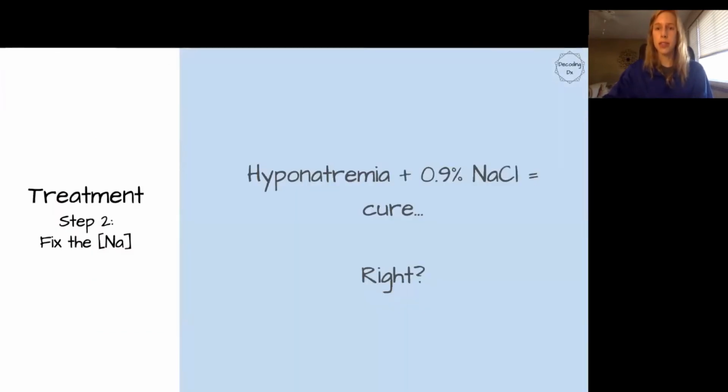So how do we actually fix the sodium? One of the common thoughts is that if we have hyponatremia, we should be able to give them some normal saline, some 0.9% NaCl, and that should fix it, right? Because we learned in the IV fluid crystalloids video that sodium chloride has quite a bit of sodium in it, and it's higher than the normal plasma concentration, so that should fix the balance, right?